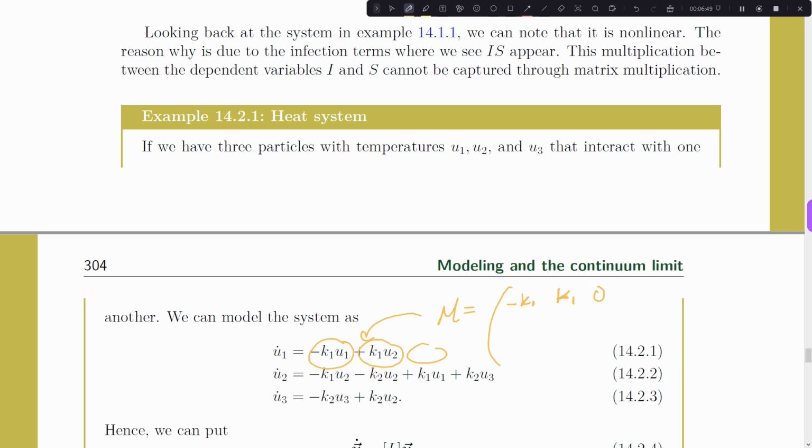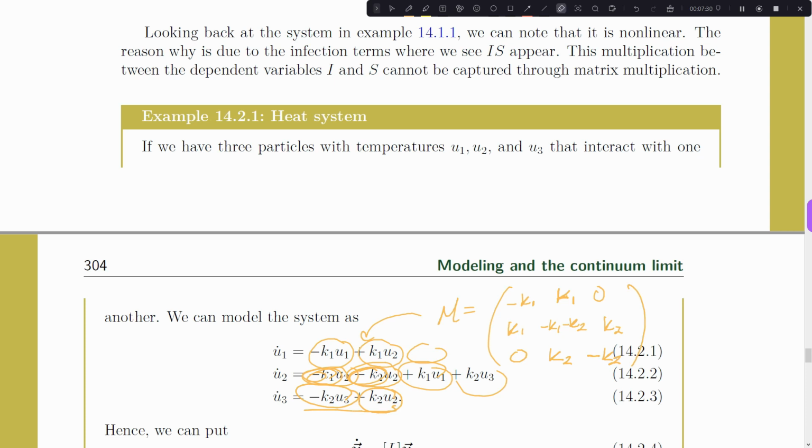What's the interaction of u1 on u2? So I have to go out of my way and search for a u1 in the second line. It's k1. The interaction of u2 on u2 is negative k2 and negative k1, so negative k1 minus k2. And then the interaction of u3 is a positive k2. The interaction of u1 on u3 is what I'm looking for there. u1 doesn't exist in u3, so that's a 0. The interaction of u2 on u3 is k2, and the interaction of u3 on u3 is negative k2.